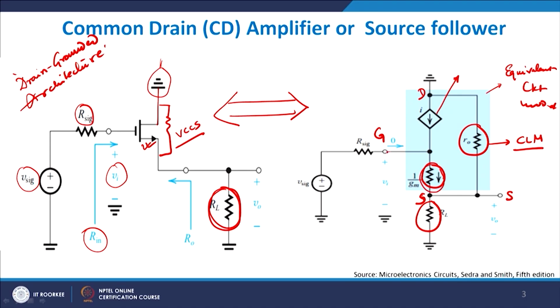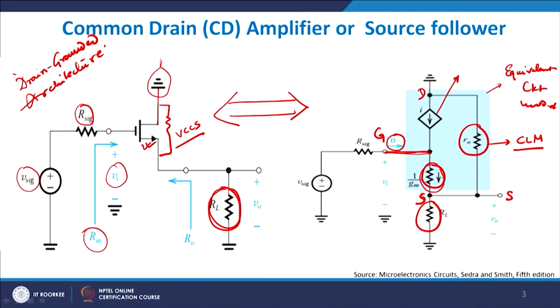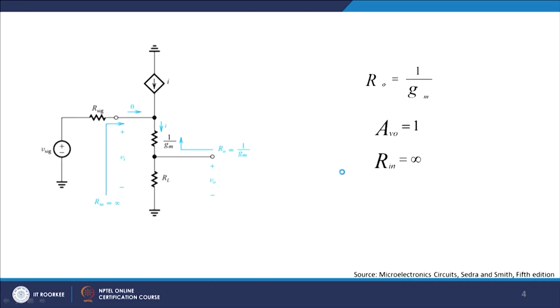Now, why am I adding this here? The reason is very simple: since no current is flowing through this point, because it is a gate terminal, I can safely join the gate terminal to this particular point without violating any Kirchhoff's law, because there is no current flowing through these two arms. So, what is the net equivalent circuit? I have R0 here, 1 by GM, RL, and an ideal current source, and I get V sig at this particular point.